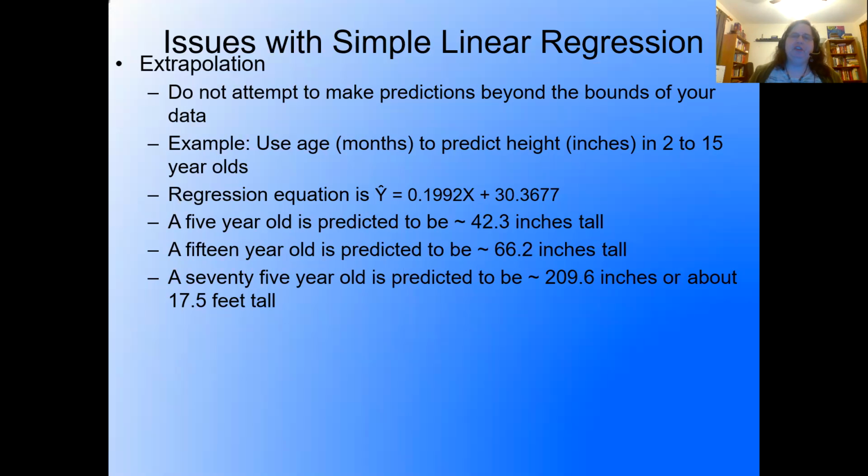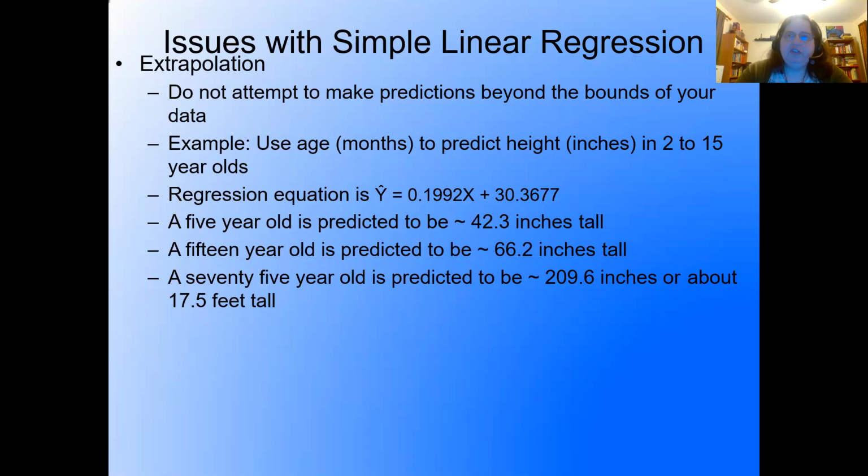And this is called extrapolation. And the idea is that you shouldn't make predictions beyond the bounds of your data. So let's take an example. We're going to use age in months to predict height in inches in 2 to 15-year-olds.